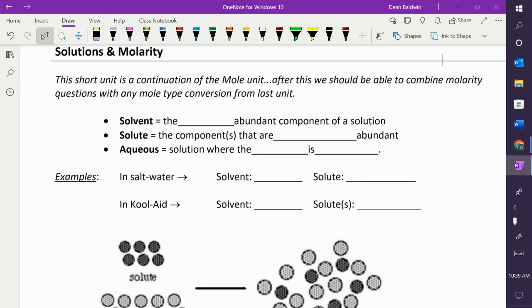The solvent is the most abundant component of the solution. It's what does the dissolving, if you want to think of it that way. So in this solution of sodium chloride, salt in water, the solvent would be the water because there's more water than there is of the salt. The solute is the less abundant. It's the thing being dissolved.